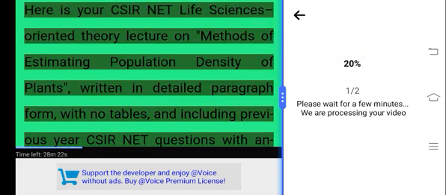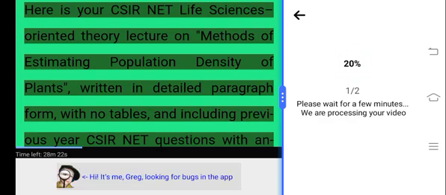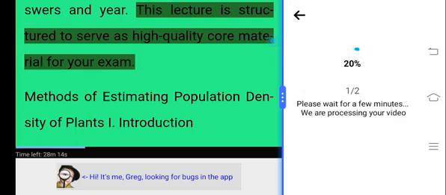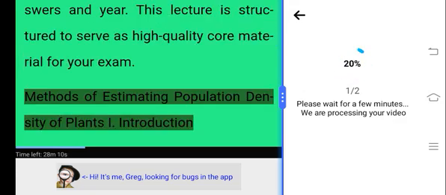Here is your CSIR NET Life Sciences oriented theory lecture on methods of estimating population density of plants, written in detailed paragraph form, with no tables, and including previous year CSIR NET questions with answers in it. This lecture is structured to serve as high-quality core material for your exam. Methods of estimating population density of plants. Introduction.